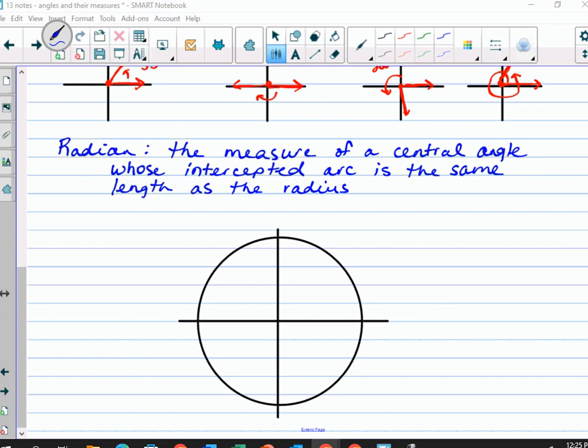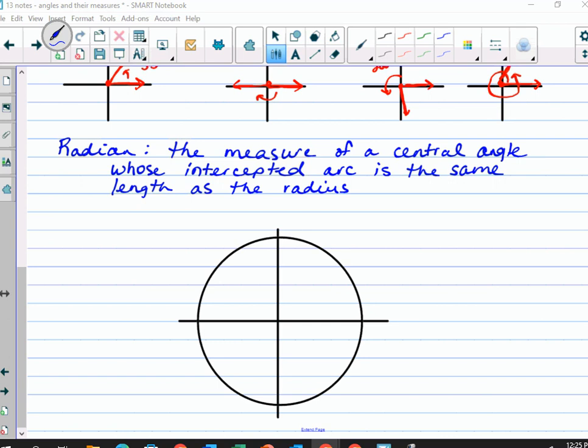Okay, guys, so what is a central angle? Henry, no, put your laptop away. Put it in your bag because you're just going to open it again. Thank you.